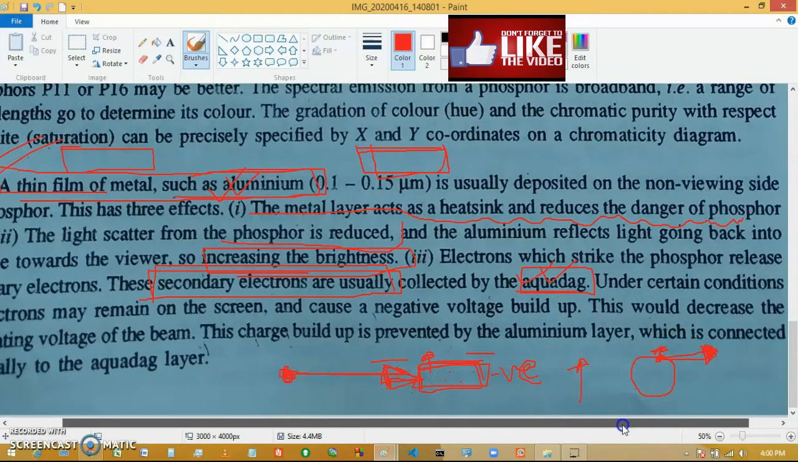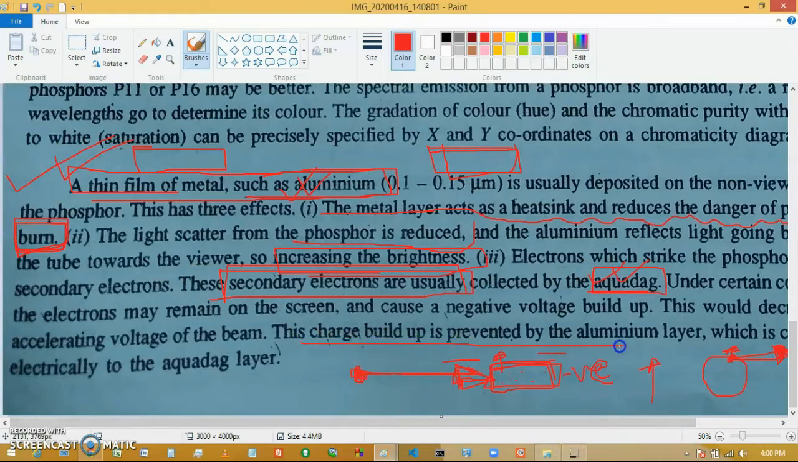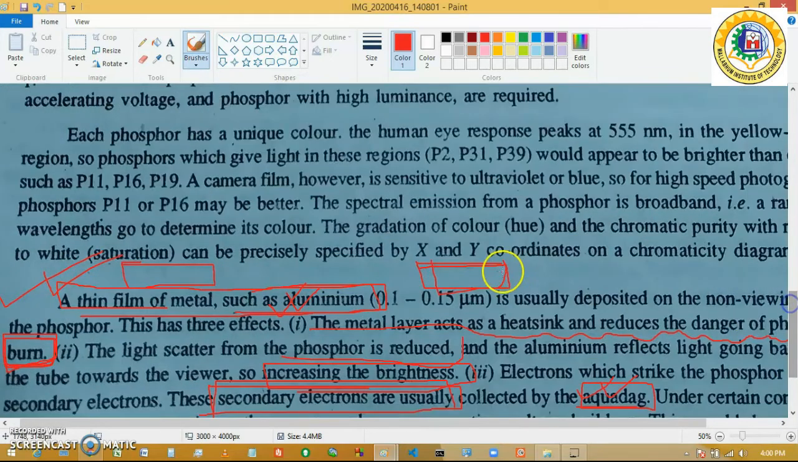Now, the aluminum layer. This charge buildup is also prevented by the aluminum layer, which is connected electrically to the aquadag layer. Okay, now along with the phosphorus, this aluminum coating has an equal amount of advantages in the faceplate of the CRO.